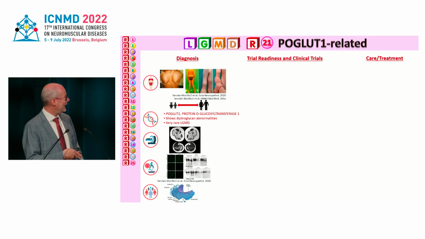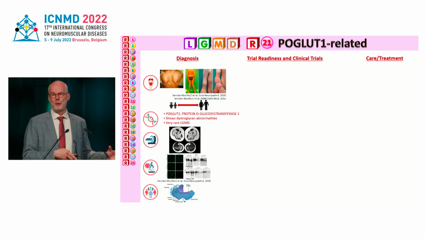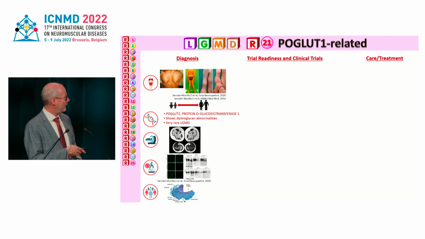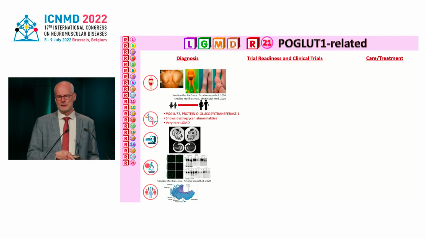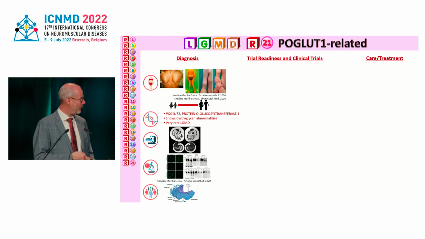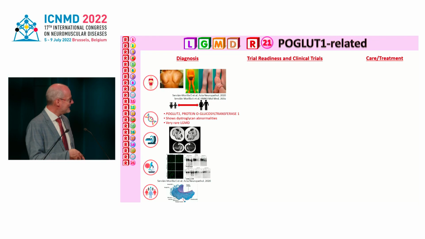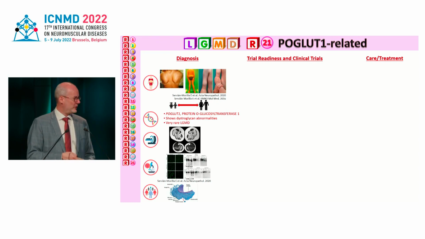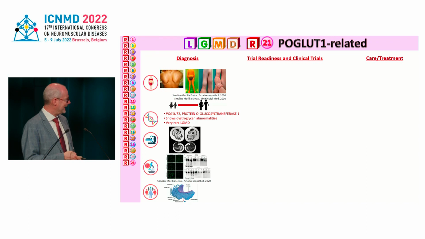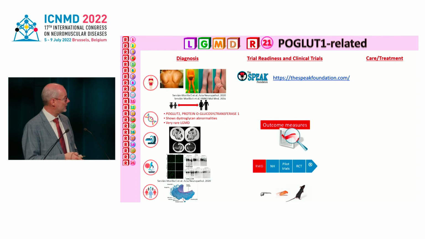What is so interesting is that for this protein, O-glucosyltransferase, the MRI looks very peculiar. The periphery here of the lateral vastus muscle is well preserved, whereas the center is replaced by fat. It's a mirror image of what we see in Bethlem myopathy. There is a link to dystroglycan glycosylation. POGLUT1 is an ER-resident protein, but it's not quite clear what role it plays in terms of dystroglycan glycosylation.